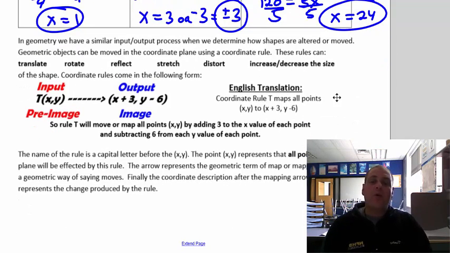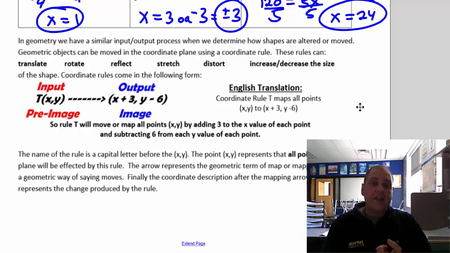In geometry, we have a similar input-output process as I talked about earlier. But what these different rules we're going to see, kind of written as functions, will do is one of these 6 things. Or it could be multiple things.